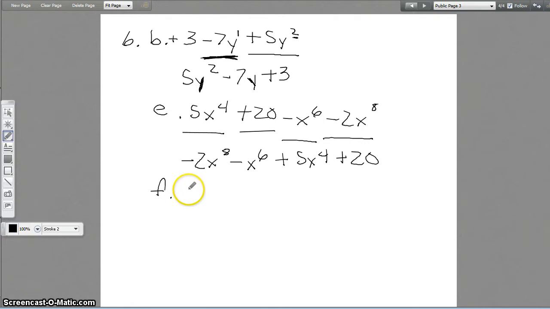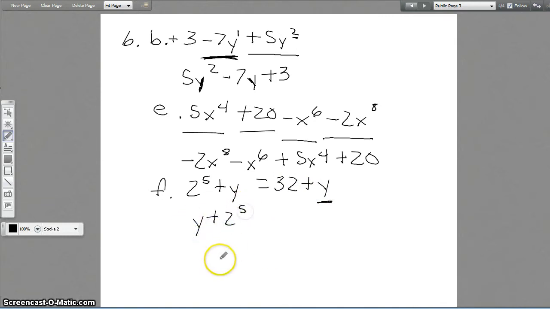Now part F, we have 2 to the 5th plus y. Remember that exponents don't count unless they're attached to a variable. This 2 to the 5th plus y could be written as 32 plus y. Our highest degree term is the y, which has a degree of 1. So we would write this as y plus 2 to the 5th.